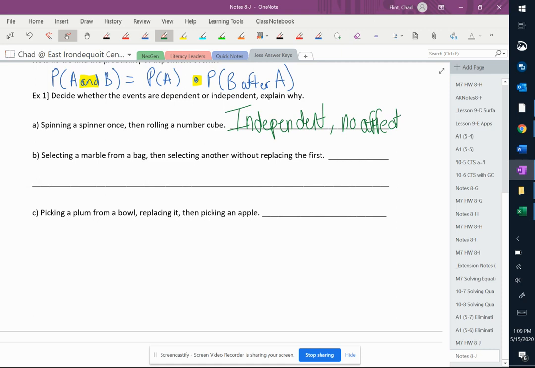B: Selecting a marble from a bag and then selecting another, without replacing the first. Those keywords, "without replacement," tell me that this is a dependent event, based on what we just learned. Dependent, the outcomes change.